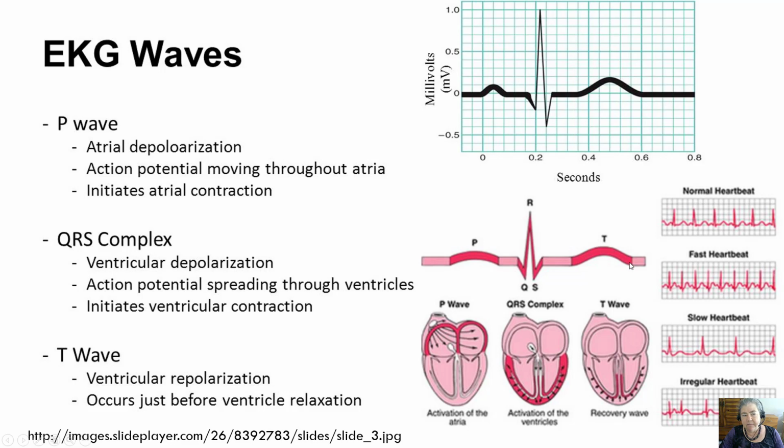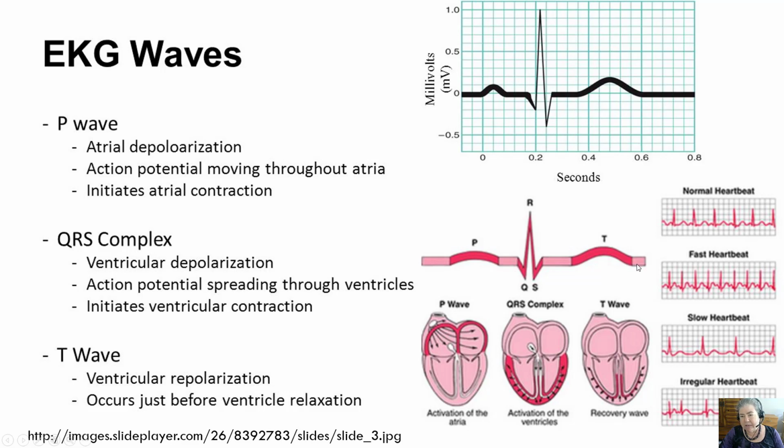And this is all from about here to about here, the ventricles are contracting. So the T wave is as the ventricles are just about to start to relax. The ventricles are repolarizing.